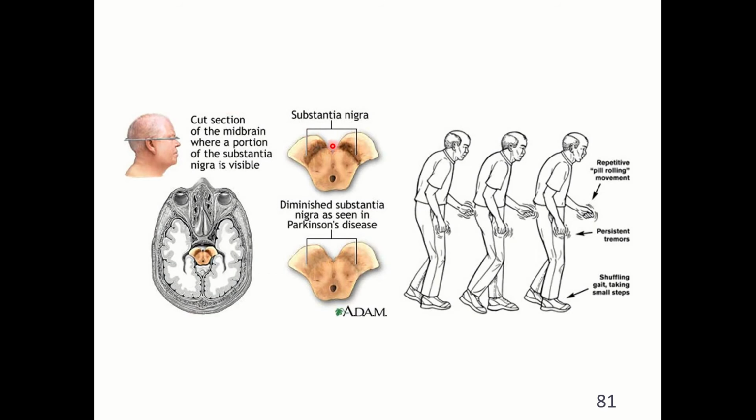This illustration shows the substantia nigra of the midbrain, and it's diminished in Parkinson's disease. And so the substantia nigra contains melanin, which is why it has this color to it, and the melanin in this case is the precursor for dopamine production. And the dopamine is what goes in and helps the basal ganglia nuclei coordinate skeletal muscle movement.